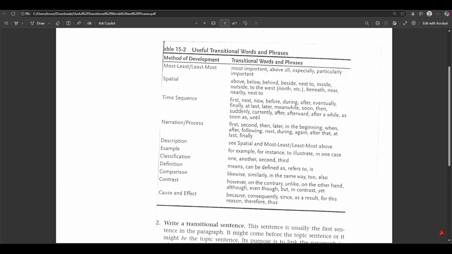Transitional words and phrases are just things like first, second, third, then, next, later, because, consequently, most important, least important, and so on and so forth. These are some examples of transitional words and phrases that you can use throughout your essay in between your body paragraphs to sort of lead your reader from one point to the next.